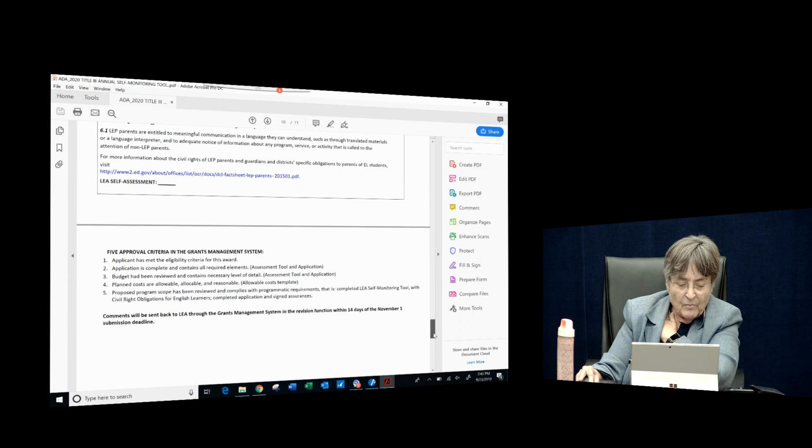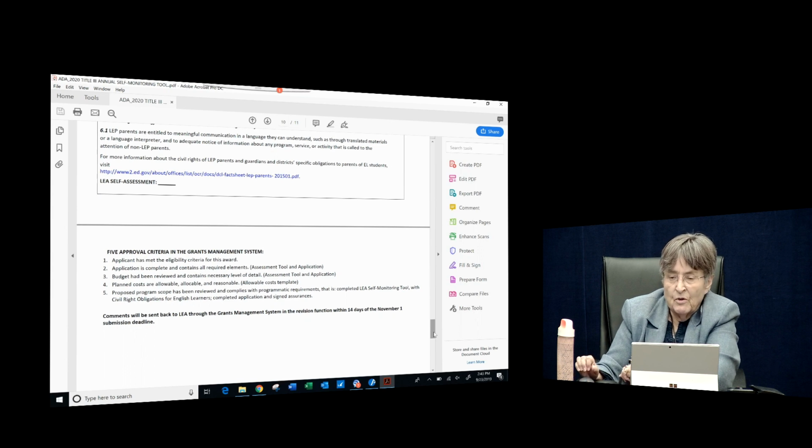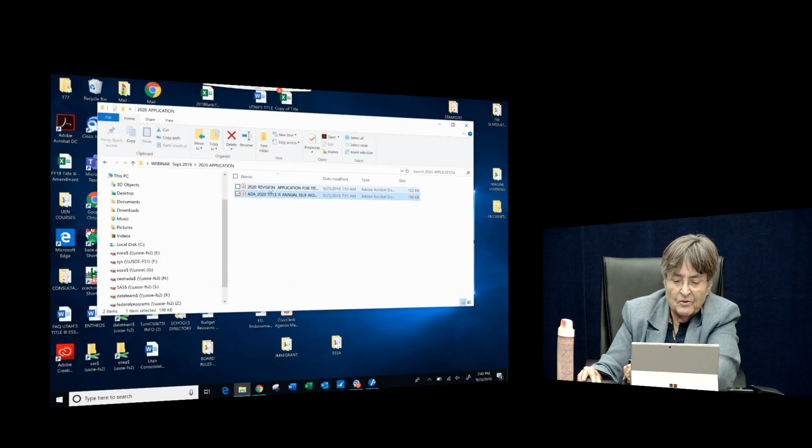And then the proposed program scope has been reviewed and complies with programmatic requirements. That is, the completed tool with civil rights obligations and all the assigned assurances. So at the very end of the application, which I'll show you right now, are the assurances.